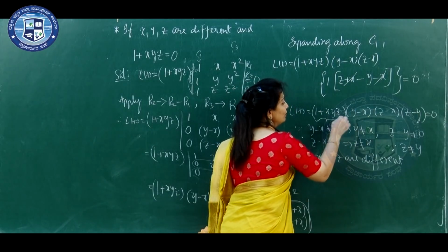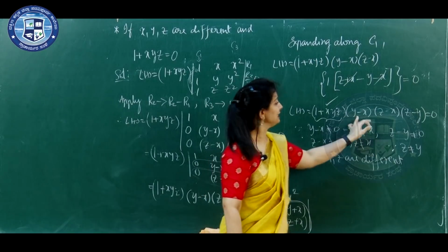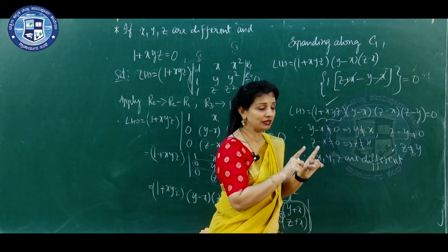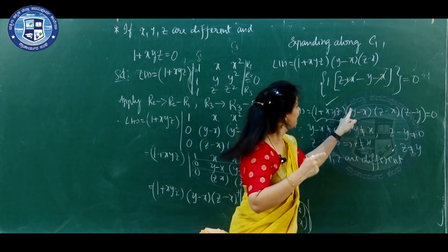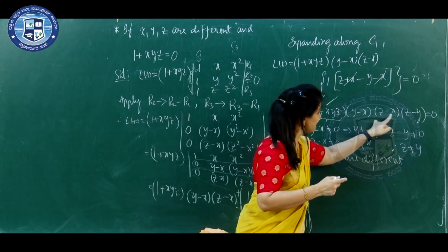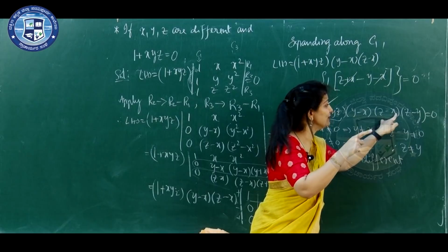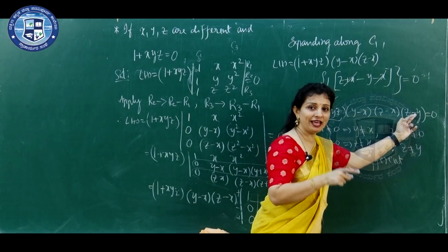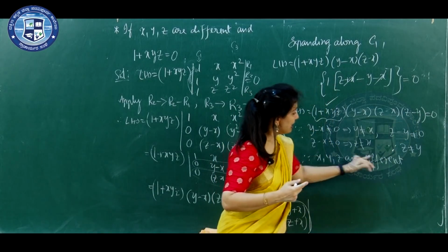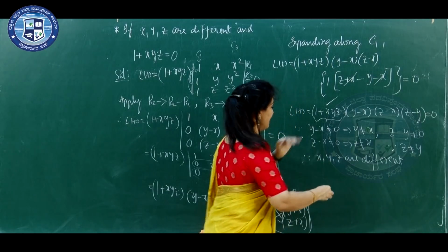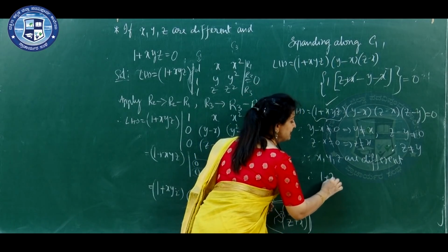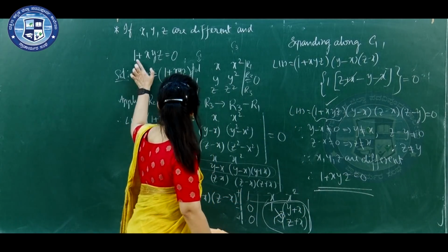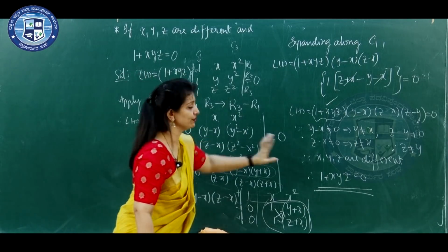So, what is the conclusion? Only this can be 0. These three cannot be 0, because x, y, z are different numbers, they are not equal. y minus x is 0 only when y is equal to x, z minus x is 0 only when z is equal to x, and z minus y is 0 when z is equal to y, but x, y, z are different. It is given they are different. Therefore, the conclusion is 1 plus xyz is equal to 0. Hence, the proof. That is what we have to prove: 1 plus xyz is equal to 0. That is what we got.